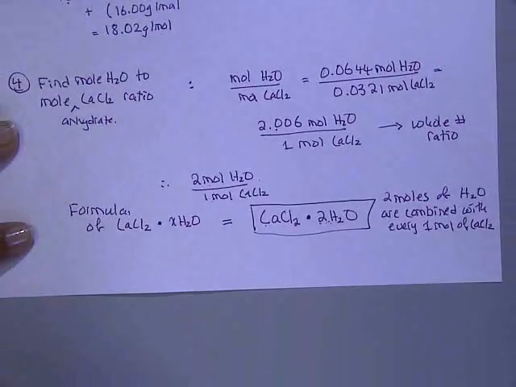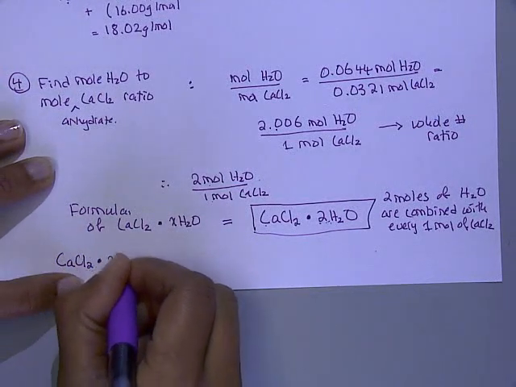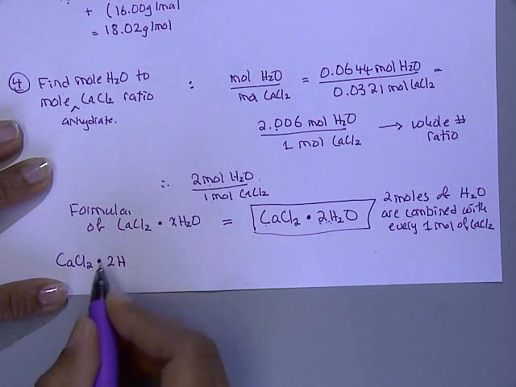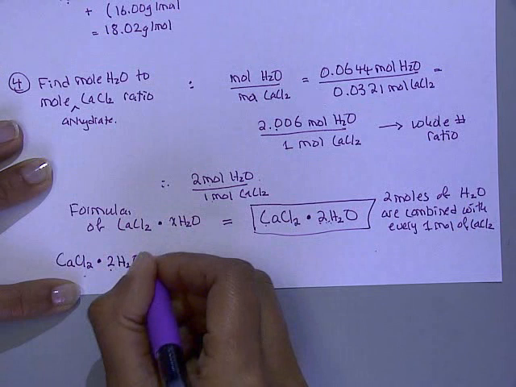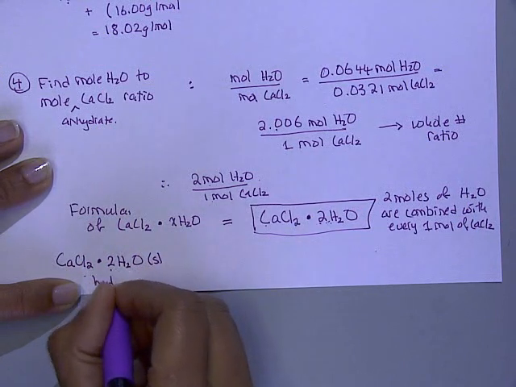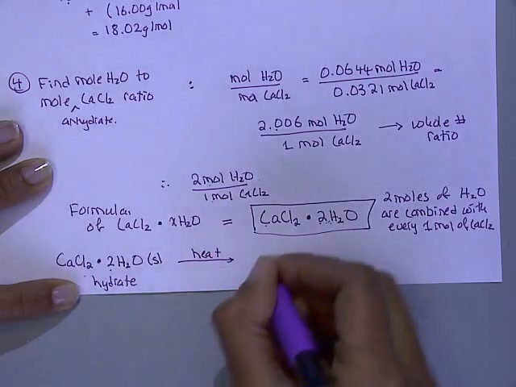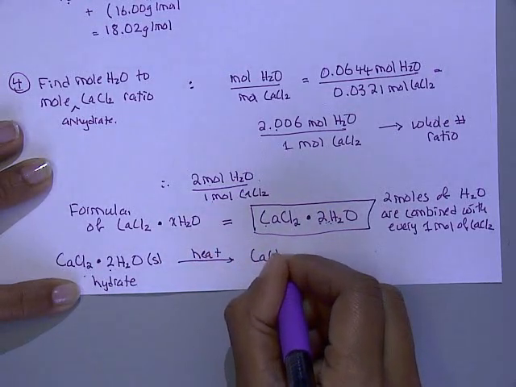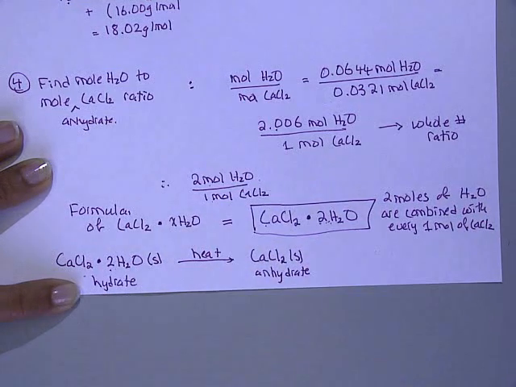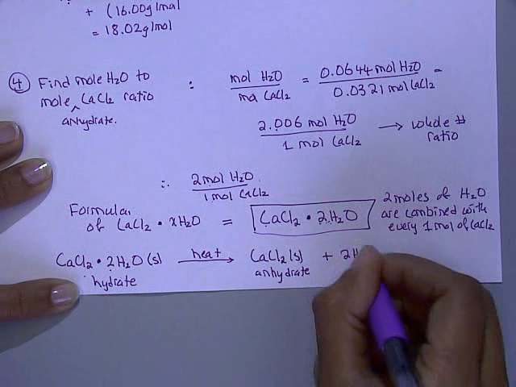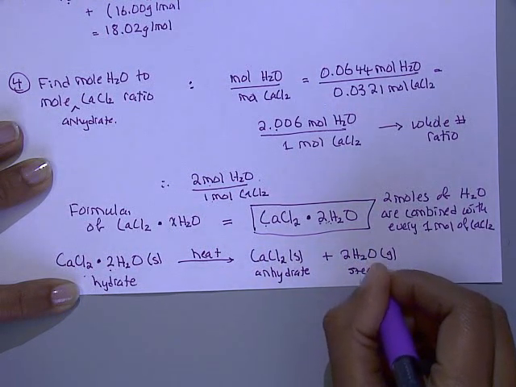Let's write out our chemical reaction. Here we have calcium chloride times 2 water; the way we say this is calcium chloride dihydrate. Di because of the 2. It's a solid. This is our hydrate. We supply heat to it. It dries off the water and leaves behind our anhydrate, calcium chloride, and 2 moles of water, which it gives off as steam, water vapor.